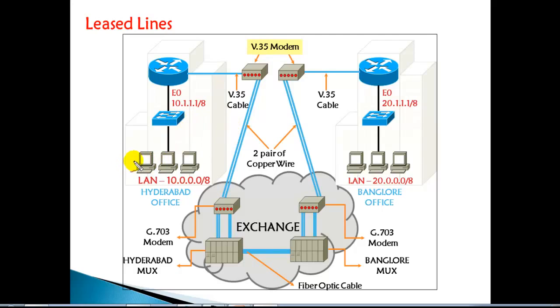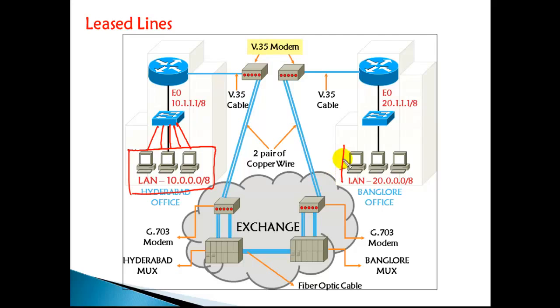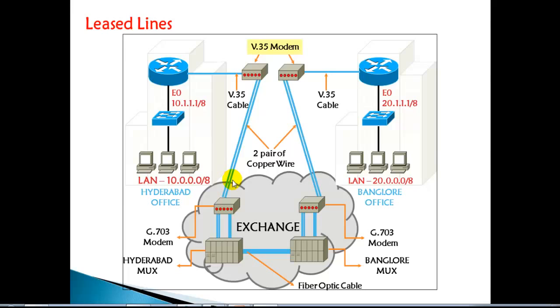I have a LAN here, which is my Hyderabad branch. All the computers in the LAN are connected to my centralized switch. The same thing is here also: a centralized LAN with all the computers connected to a centralized switch. Now I want to ensure that a user sitting in the LAN in Hyderabad can communicate with users on a different network. For that, I need to contact the service provider, who will provide me a line connecting from one router to another router.